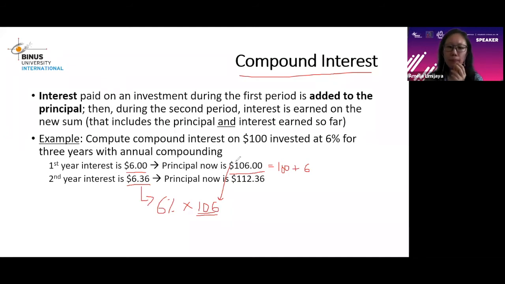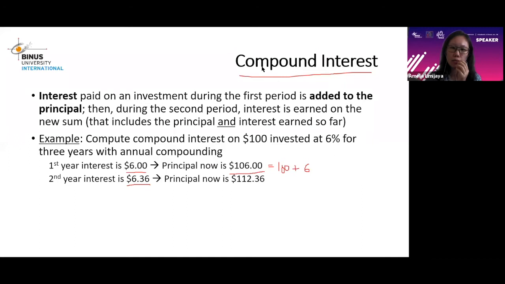And my principal at the end of the second year is going to be 112.36. Simply add 106 by the interest. I'm sorry, it's a bit messy. I'll just cancel that. And the same principle applies for year three.